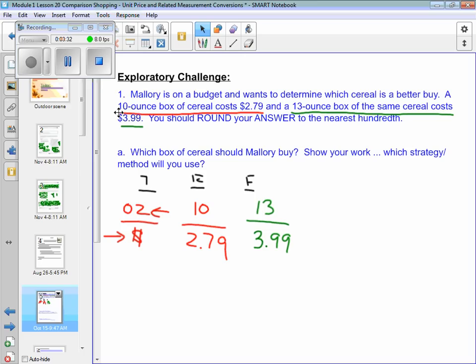Jules. She said that we're trying to find what? The unit rate. So what should this be? Do I want to keep this or do I want to erase it? Alright, I'm going to erase it. What does go here?